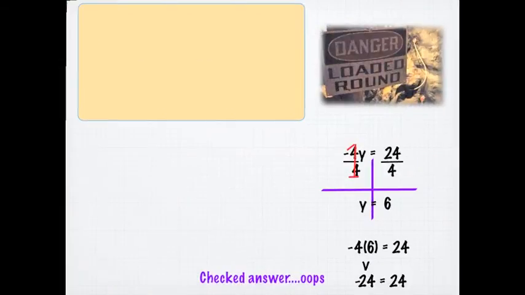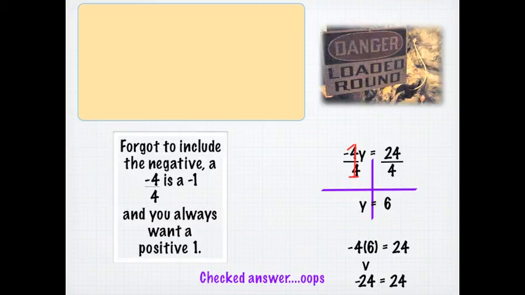Another way students confuse the rules is this. She got the inverse operation right by dividing, but saw the negative and thought she had to divide by the opposite. Or she may have just forgot to include the negative. Either way, a negative 4 divided by a 4 equals a negative 1, and you always want a positive one. So again, pay attention to those negative signs.